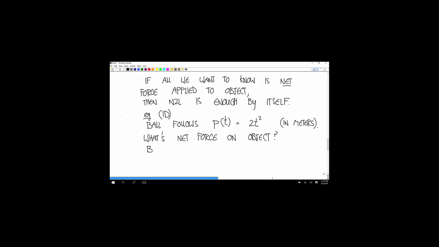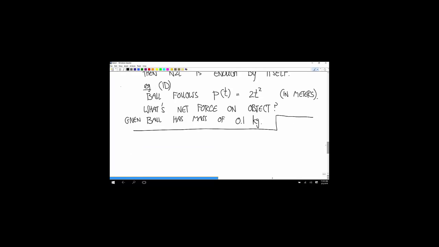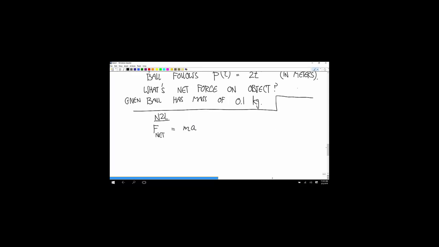Let's say we're given that the ball has a mass of 0.1 kilograms. Well, Newton's second law says that the net force is equal to the mass times the acceleration. The velocity, as a function of time, is the time derivative of the position, so that's 4t. The acceleration, as a function of time, is the time derivative of the velocity. So that's 4.